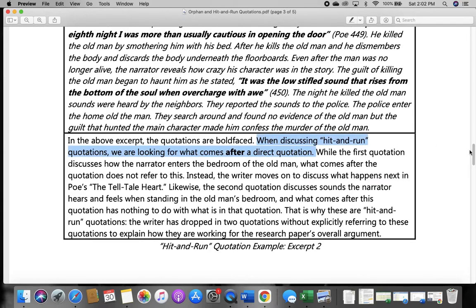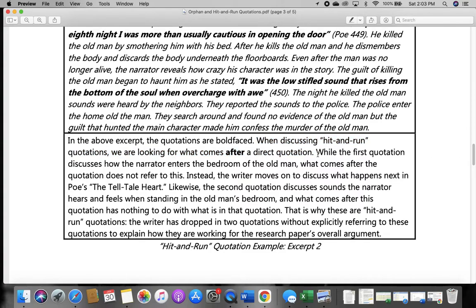So when discussing hit and run quotations, we're looking for what comes after. For the signposts, it's usually before. Some people will ask, well, I want to put the signpost after the quotation. Fine, put the signpost after the quotation. I personally don't like signposts after quotations because you're still given a quotation and it's like, what are you doing? And then you get after the quotation and there's contextual information and it's like, oh, okay. I just think it's not as effective writing, but it can be. It's just a little bit more complicated or more difficult. But with hit and runs, we're looking for what's after the direct quotation.